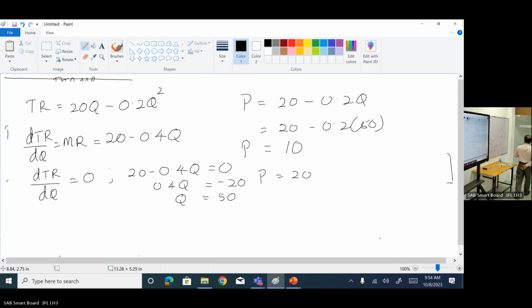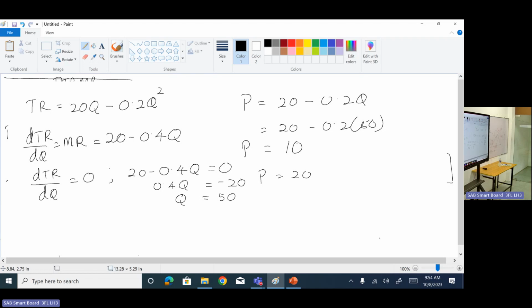Right? The price is 20. You can check whether it's correct. I don't write, but I am writing here. You can do it on your own, make your calculations, and if you like the exercise, you can do it.